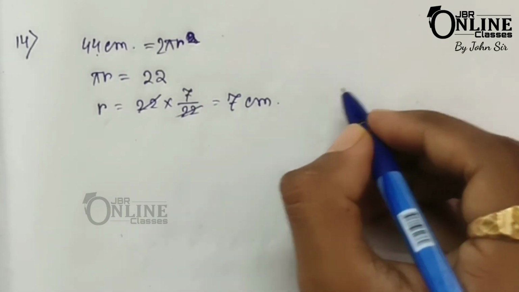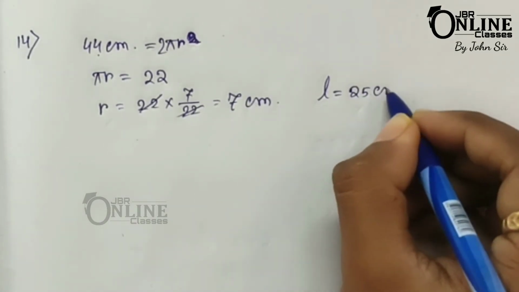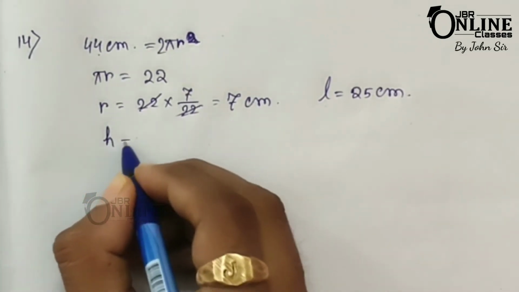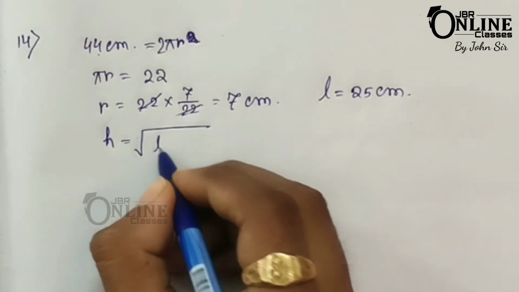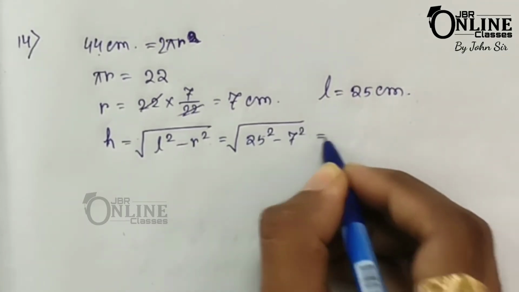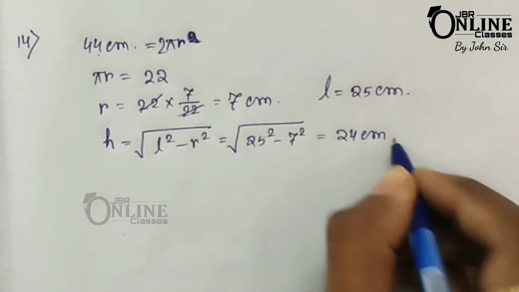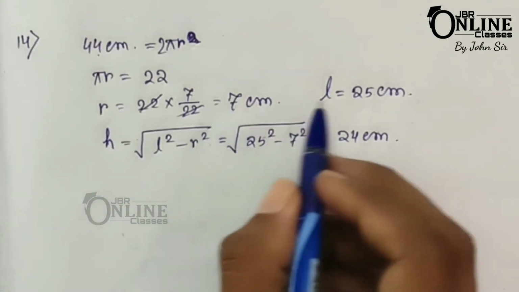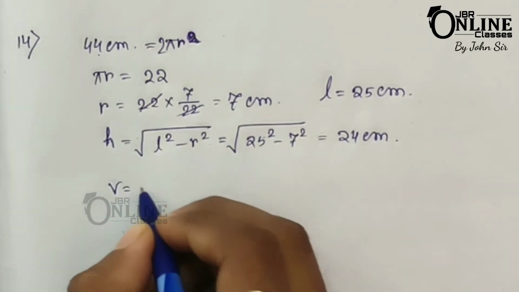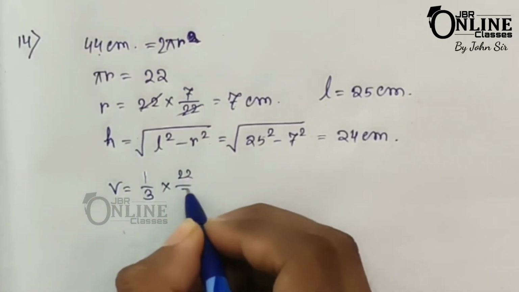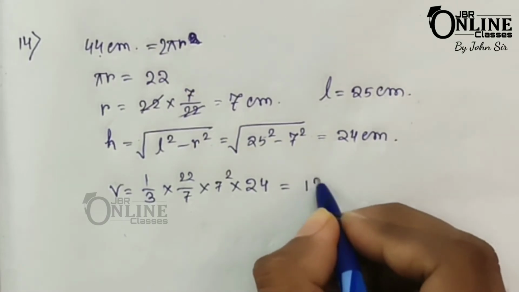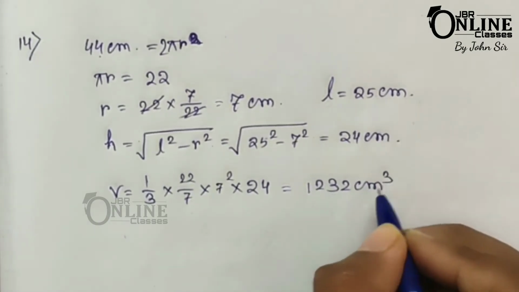Now the slant height is 25 centimeter. That means L equals 25 centimeter. It's given. Now find the volume. To find the volume, first you have to find the value of h, and the formula is root over L² minus r². So root over 25² minus 7², and that will be 24 centimeter. So r equals 7 centimeter, L equals 25 centimeter, h equals 24 centimeter. Volume means 1/3 π r² h. So 1/3 × 22/7 × 7² × 24. Then you will get 1232 centimeter cube as the volume.